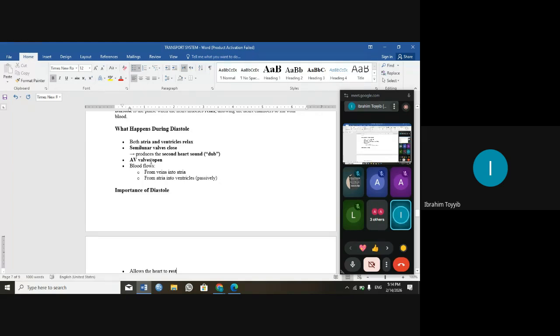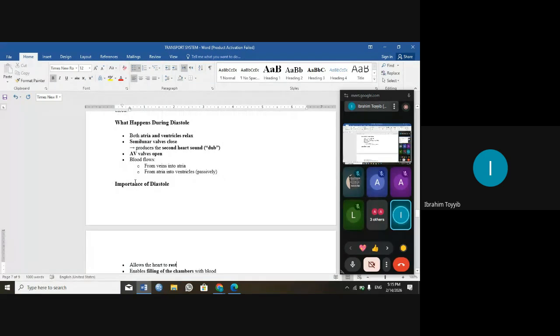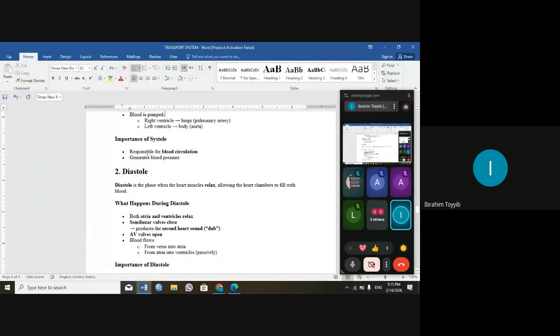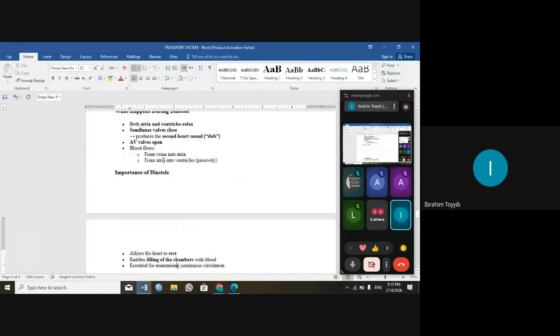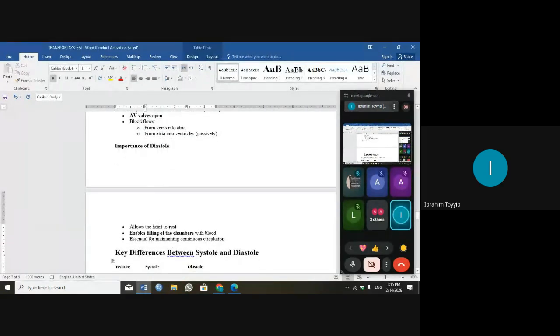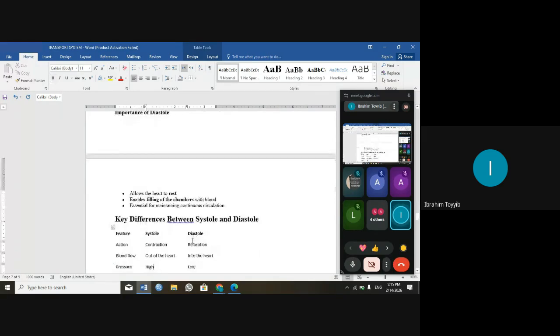So that's the sound that the heart gives all the time. So the semilunar valve will close, the atrioventricular valve will open, and the blood will flow from the veins into the heart. The importance of systole is that it is responsible for blood circulation and generates blood pressure. What's the importance of diastole? It allows the heart to rest. The heart will relax, enabling filling of the chambers with blood, which is essential for maintaining continuous circulation.